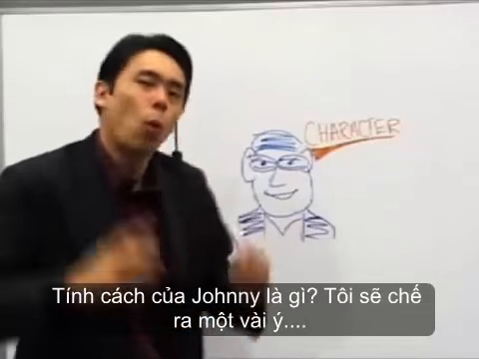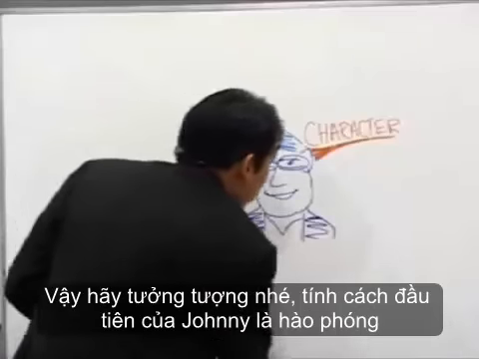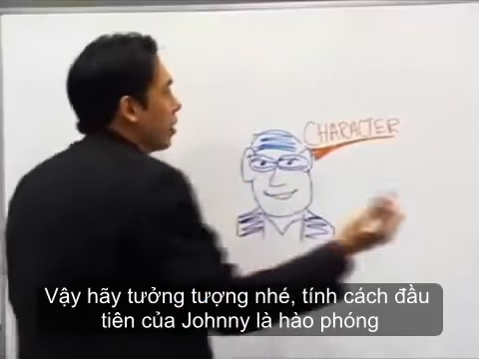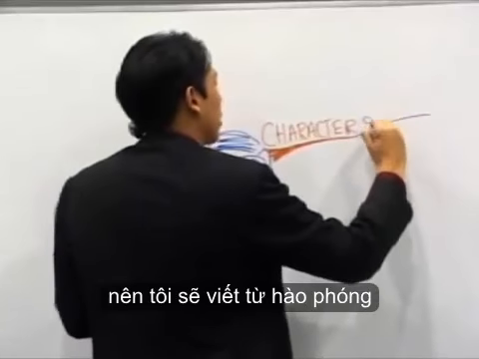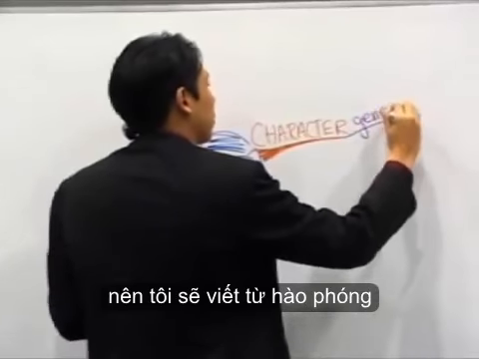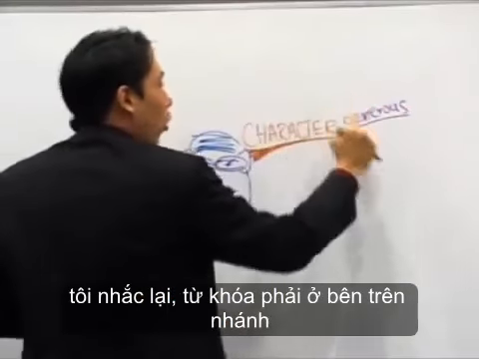So under character, what can we talk about this person's character? Again, I'm making stuff up, right? So let's imagine for Johnny, the first part of his character is he's very generous. Okay, so I'll write down the word generous. So once again, it's a key word. The word must be on the line.